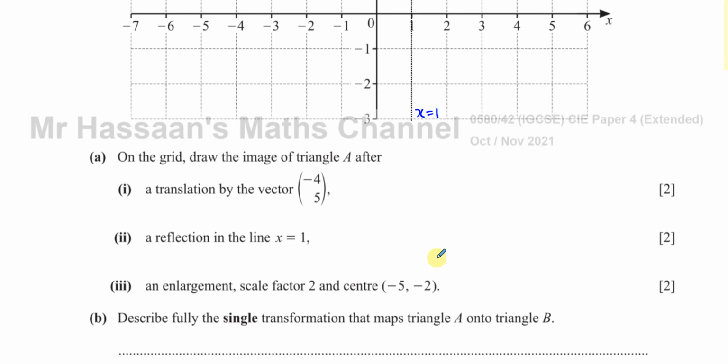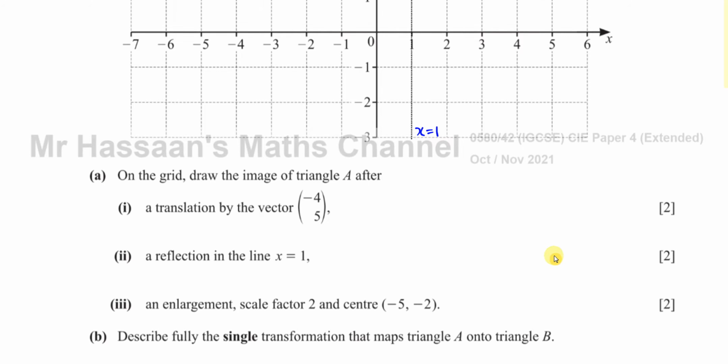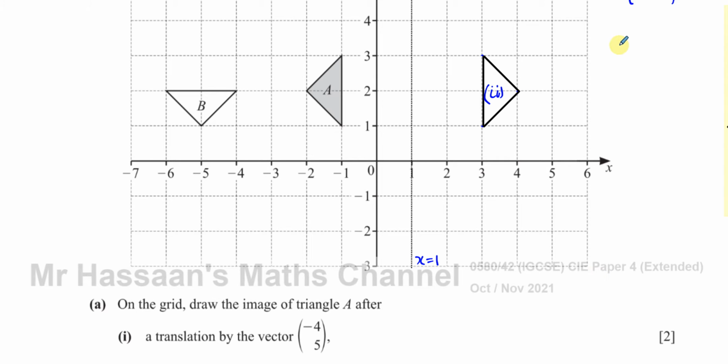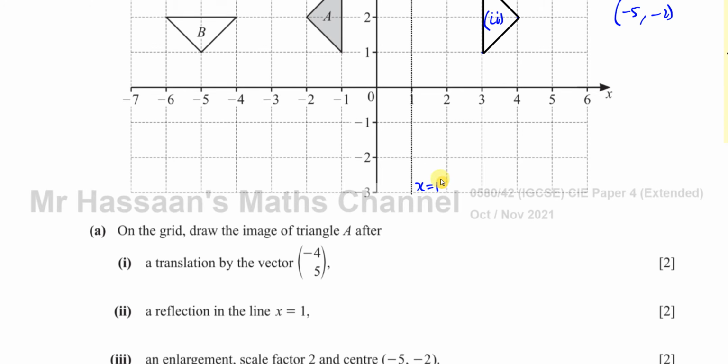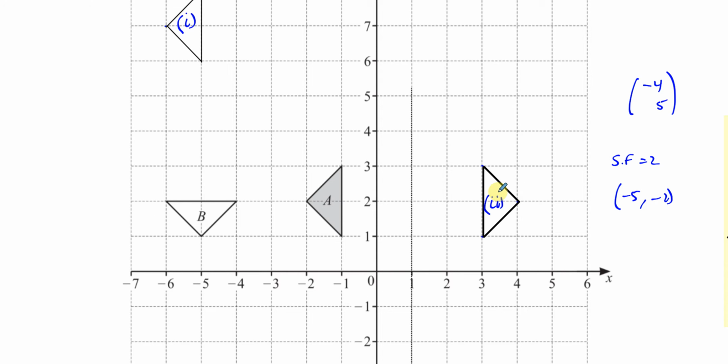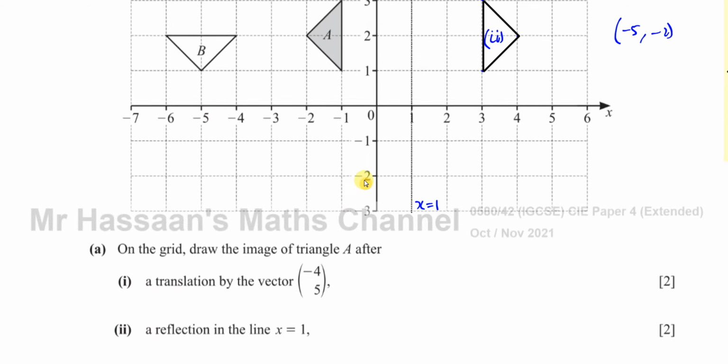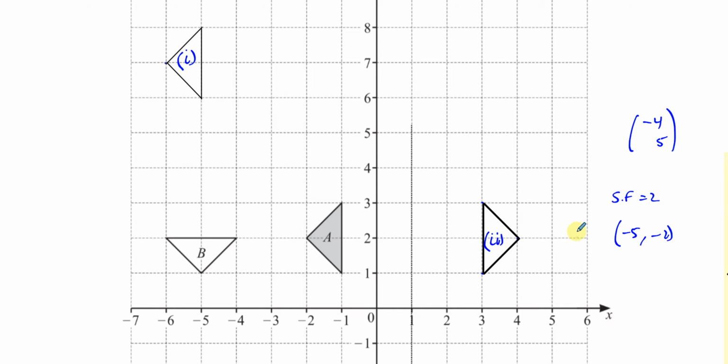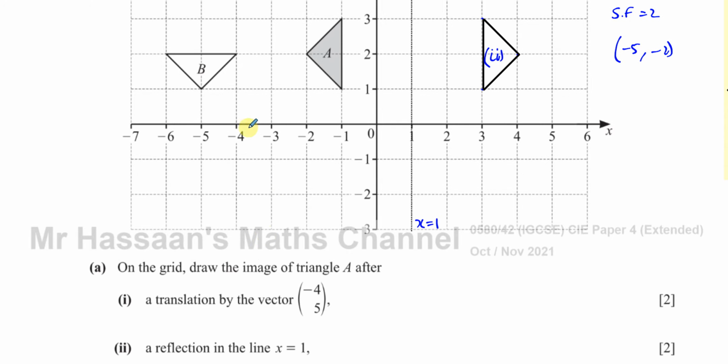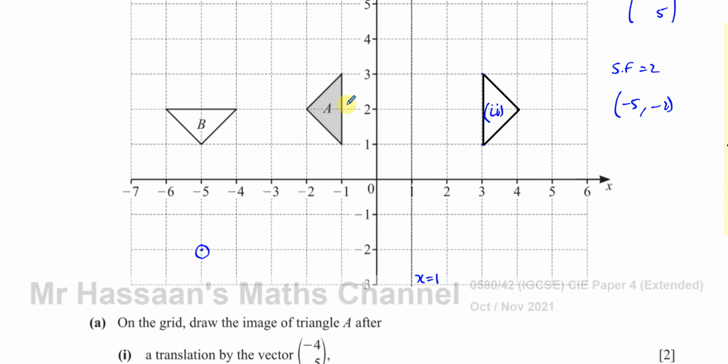Then it says an enlargement scale factor 2 and center -5, -2. So you're going to have a scale factor of 2 and the center -5, -2. Okay, so we're going to enlarge triangle A again with this scale factor and this center. The center -5, -2 is down here. That's the center of enlargement, and the scale factor is 2.